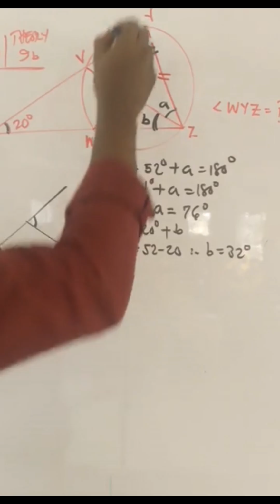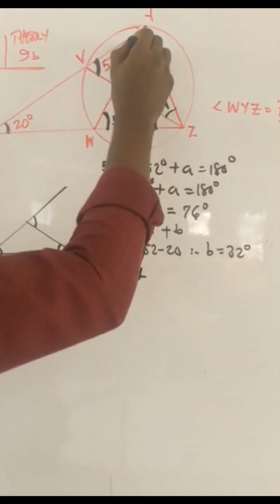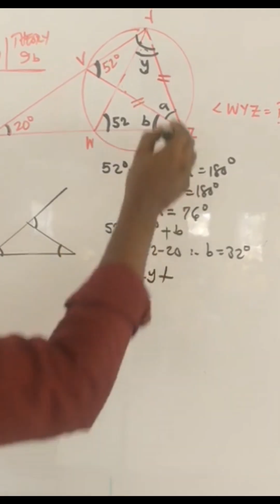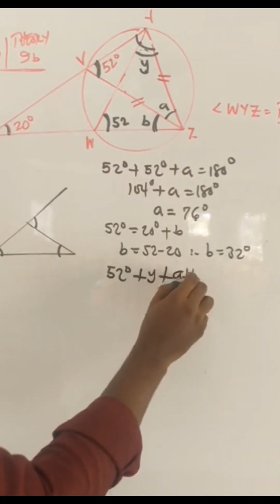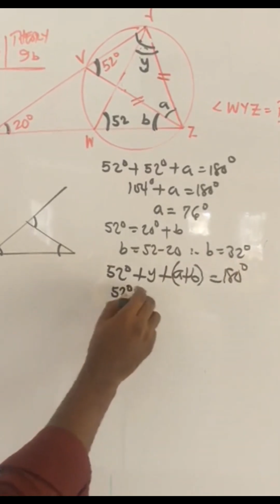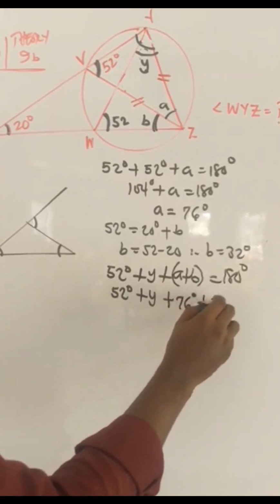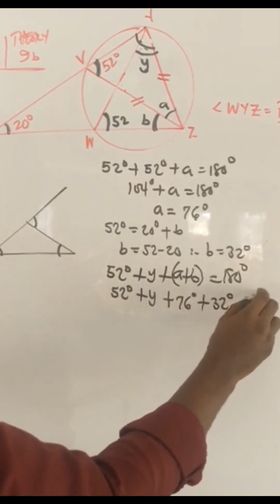So in triangle WYZ, this angle 52 plus what we are looking for, Y, plus the whole of this, A plus B, must be what? 180. So what is the value of Y? That's what we are looking for. What is A? 76. What is B? 32. Equals to what? 180.